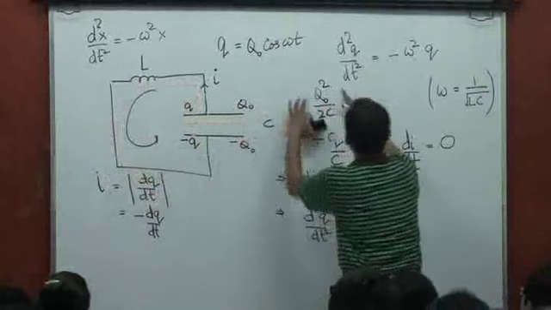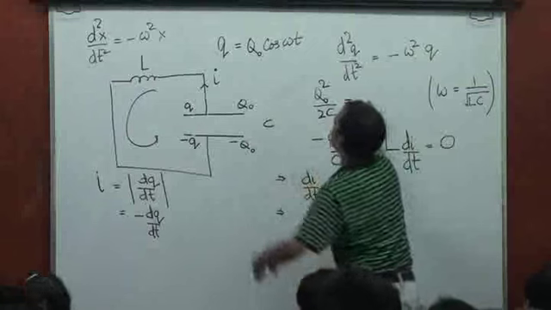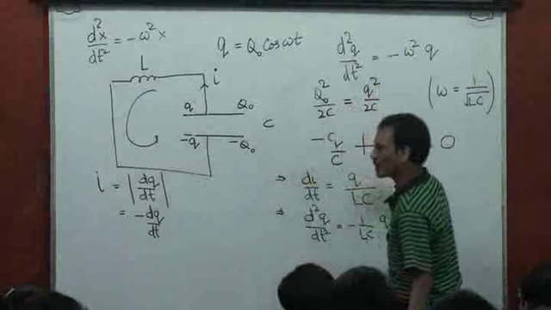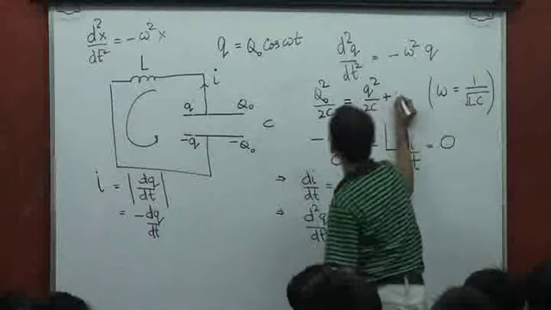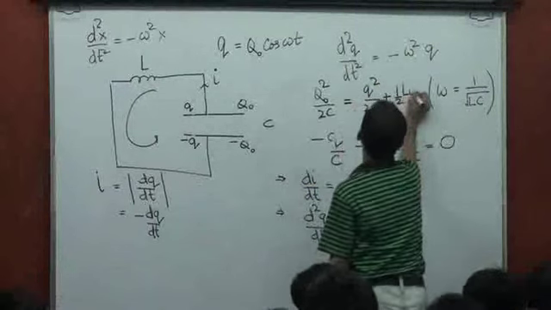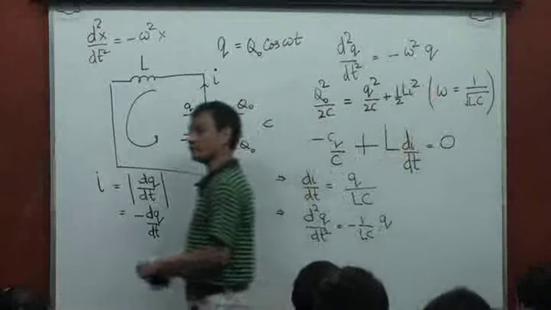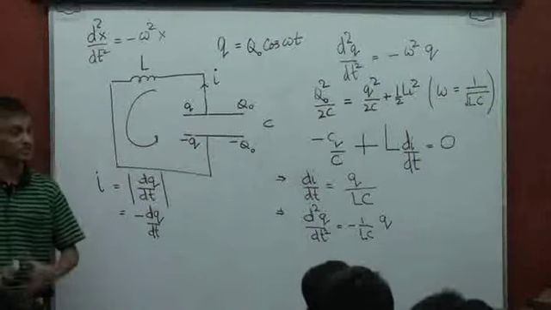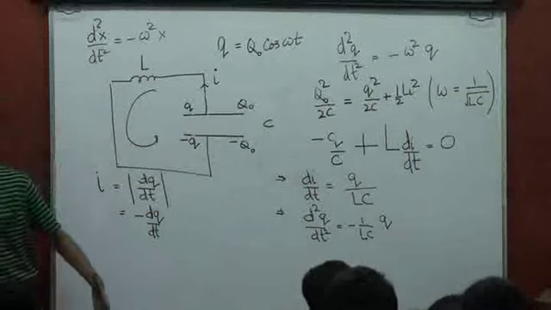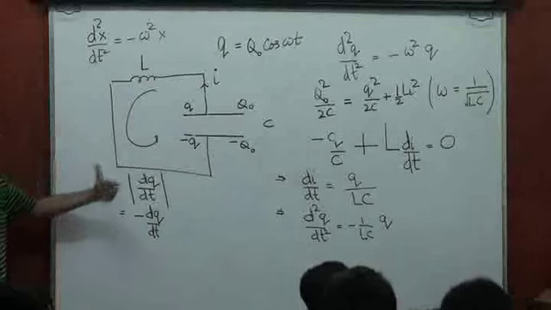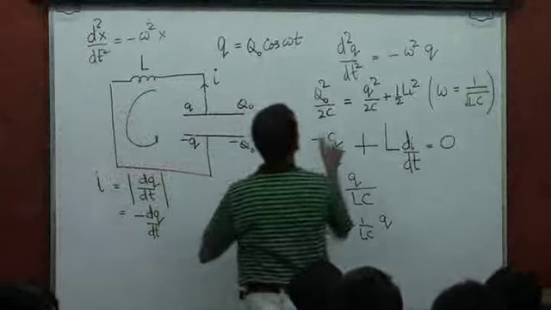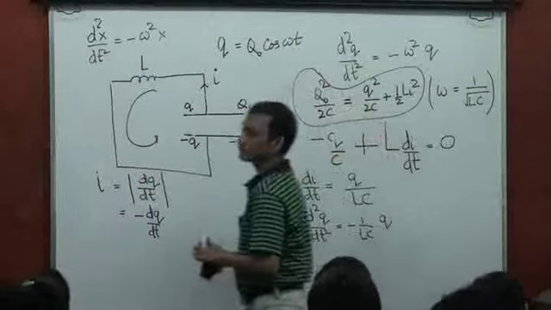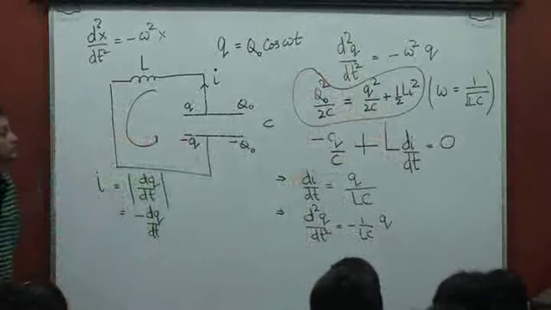That means Q naught squared by 2C is partially, at an intermediate instant, available as Q squared by 2C in the electric field of the capacitor, and if i is the instantaneous current, then half L i squared is the energy available in the magnetic field of the inductor. That's the energy implication of the circuit. It's conservative: there is no resistance, no bleeding of energy. So the total energy remains preserved, and this will always hold good for the circuit.